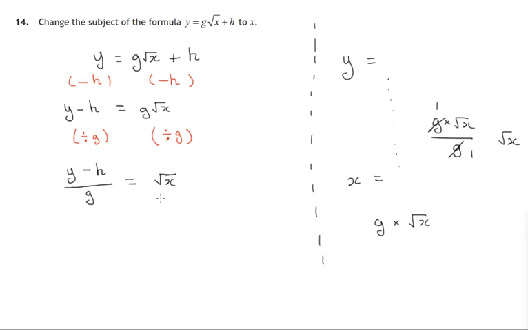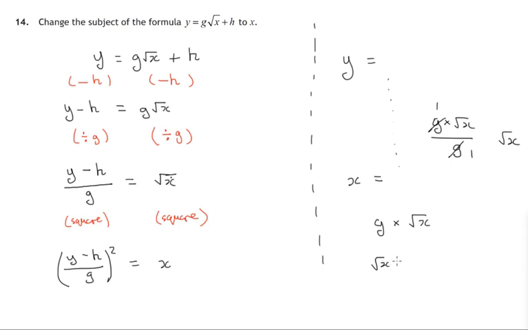Now, what's the opposite of square rooting? It's squaring. So at this stage, we take the left hand side and square it, and we take the right hand side and square it. So that's the step that we're taking now. We take the whole of this right hand side and square it. When we square the square root of x, we get x. In other words, the square root sign disappears.